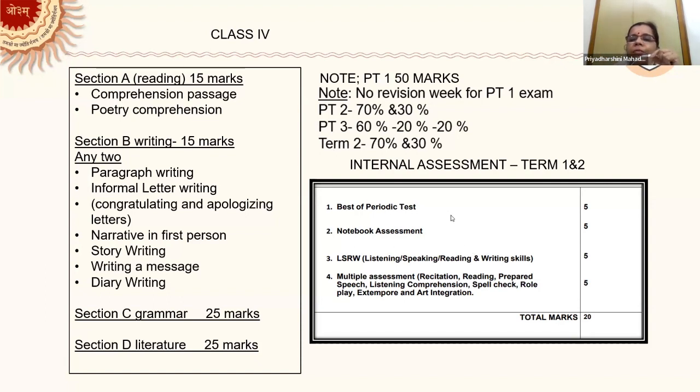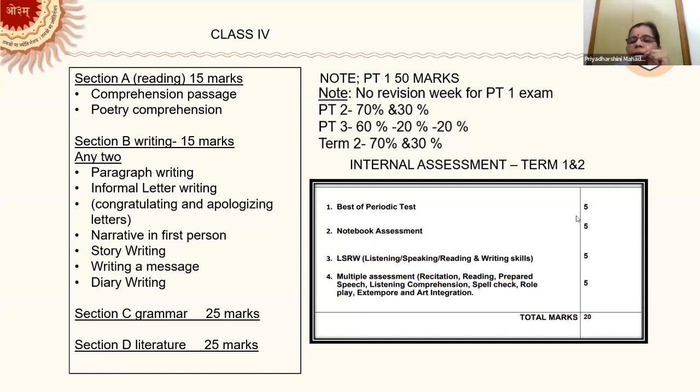And here again, for class 4 also, we have internal assessment for term 1 and term 2. Best of periodic test we will have. In case of the term 2 exam, best of periodic test, either PT2 or PT3, we have to choose the best. Suppose a child has scored 4 marks out of 5 in PT3 and 3 out of 5 in PT2. So we will choose PT3 marks for the child.